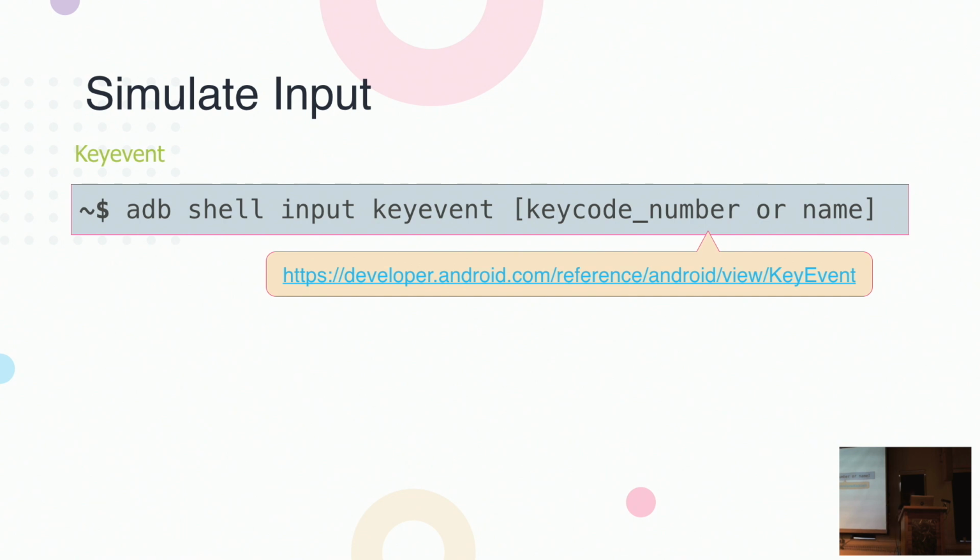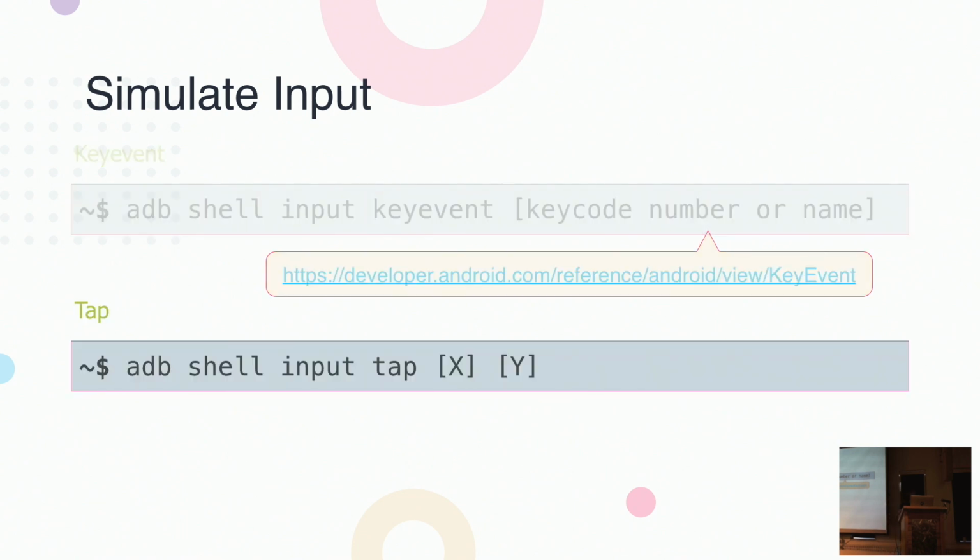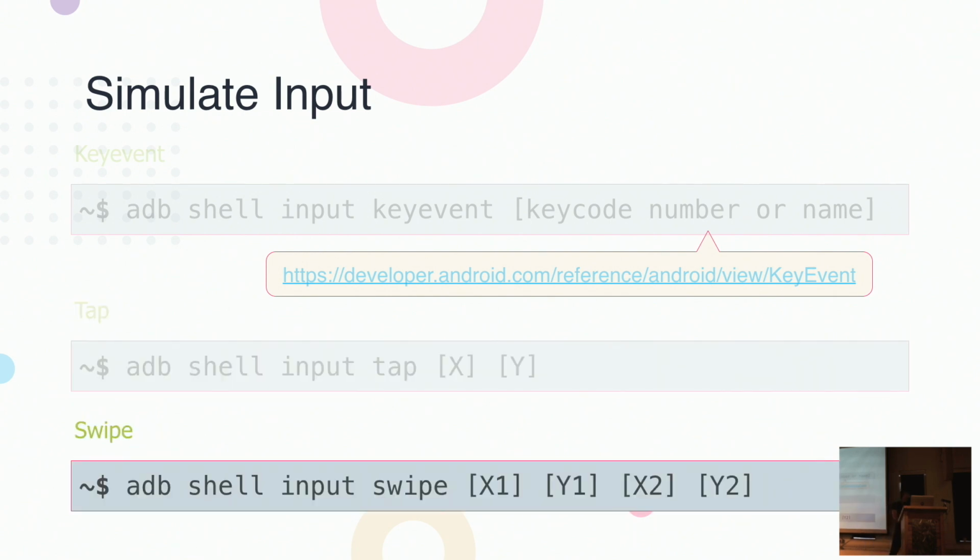Also, you can simulate a tap. Just adb shell input tap, with X and Y in pixels. And the swipe: adb shell input swipe, with X and Y of the initial position and the final position. So you perform the swipe.